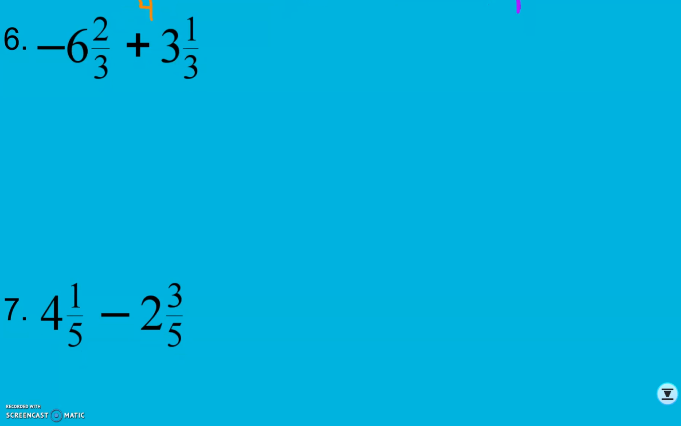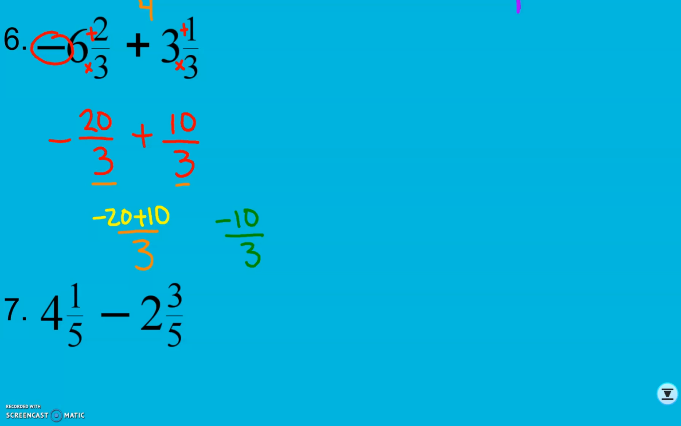Give 6 a try. Here, I'm going to go ahead and switch to improper fractions. 3 times 6 plus 2 gives me 20 over 3. And then don't forget to make that negative. Plus 3 times 3 plus 1 gives me 10 over 3. Now that I have a common denominator, I can go ahead and keep my denominator, add my numerators. It's going to give me negative 10. Different signs we subtract, give the sign of the bigger number.